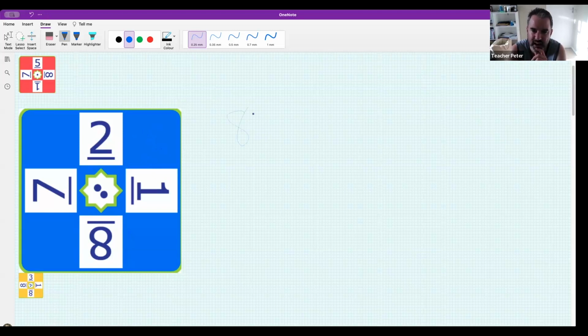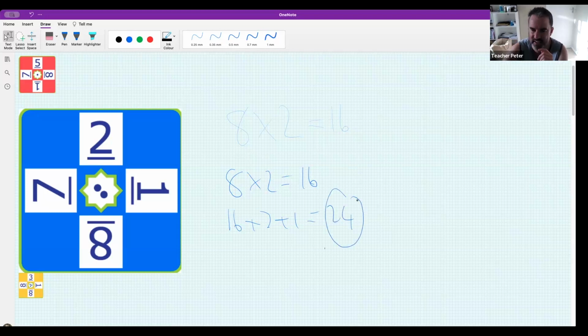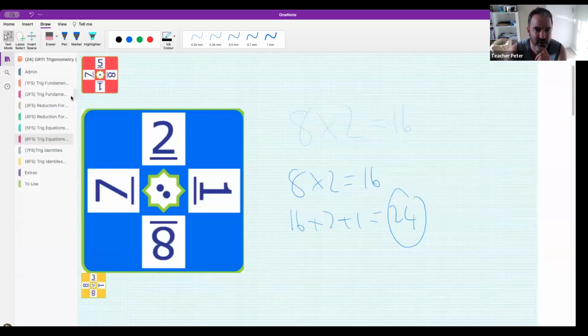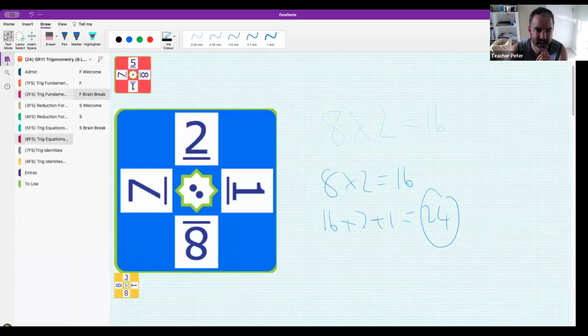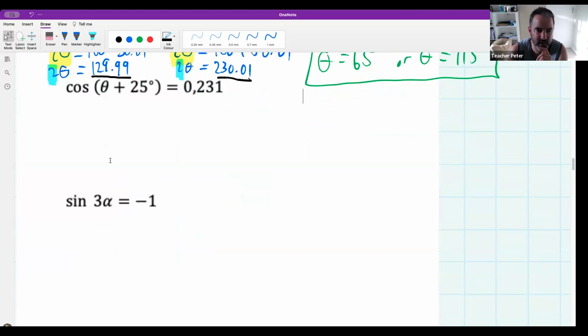Naledi, let's have a look. 8 times 2 is 16. Oh, you've got it. Naledi, you smashed it straight away. So 8 times 2 is 16. And then 16 plus 7 plus 1 is 24. I do declare, Naledi, you are the Maths 24 wizard for today. Well done. Okay, so let's go and have a look at a similar question.